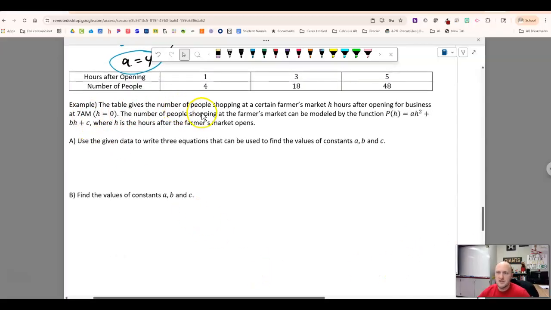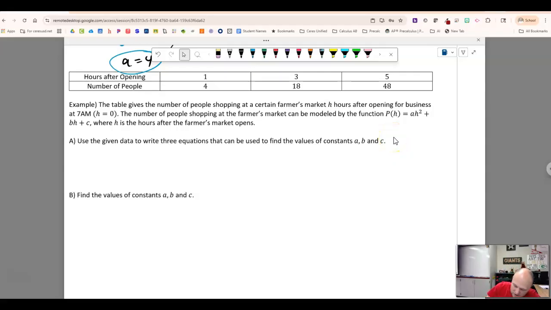Example: the table gives the number of people shopping at a certain farmer's market H hours after opening for business at 7 a.m. H equals 0. The number of people shopping at the farmer's market can be modeled by the function P of H equals A times H squared plus BH plus C, where H is the hours after the farmer's market opens. And they give us this data in the table. For question A, again, this is modeled on FRQ number 2, use the data to write 3 equations that can be used to find the values A, B, and C.